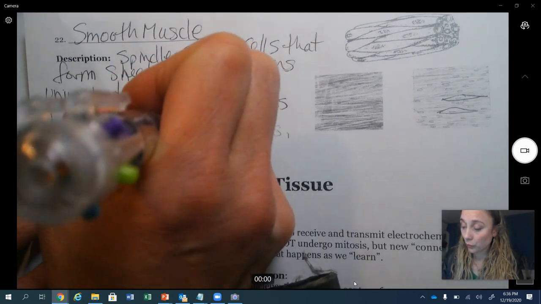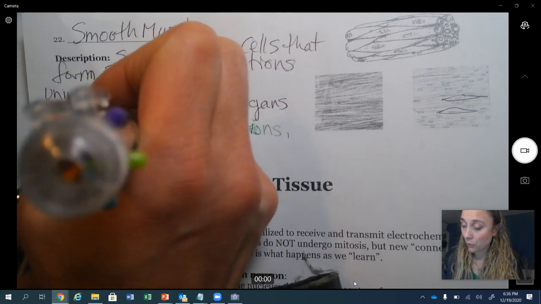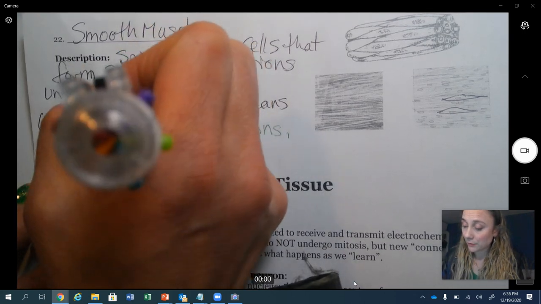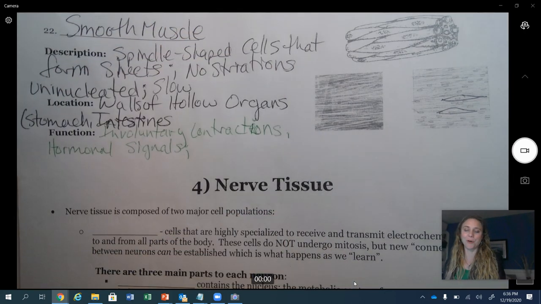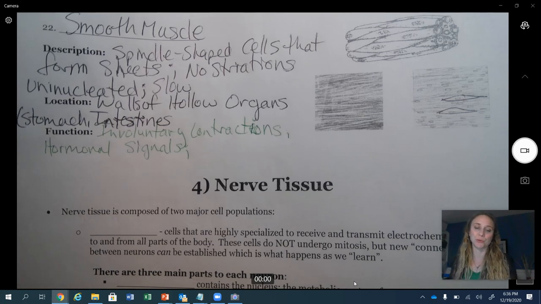Also your bladder. When you really feel like you need to go, that's probably because your bladder contracted, like, oh, it's time to empty. When you go to the bathroom, usually your bladder contracts to empty it out.